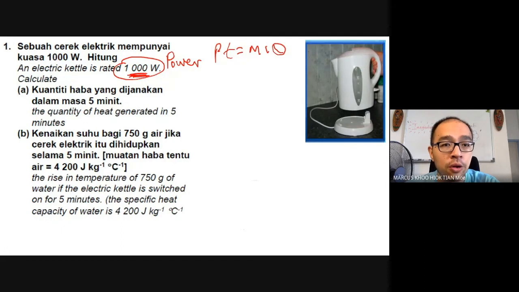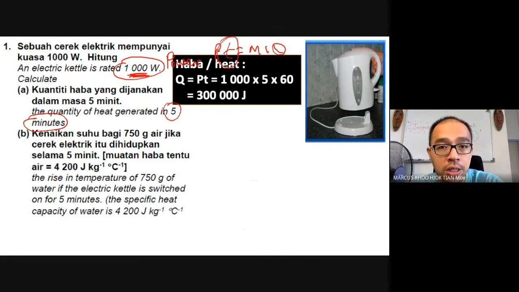Calculate the quantity of heat generated in 5 minutes. Remember, 5 minutes needs to be changed to seconds, because I said that when you calculate power, the time must be in seconds. So you change this 5 times 60 into seconds, then you multiply with the 1000 watts. So the amount of heat it generates is 300,000 joules.